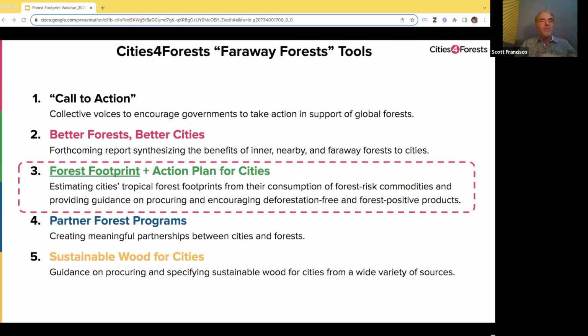There's a variety of tools and programs that Cities for Forests has been working on and developing since our founding in 2018. Putting this one in context, the forest footprint for cities and the action plan is key to addressing the relationship to these faraway forests. We have a variety of other tools, and we would invite you to visit our website and see them. But this footprint tool came from our team trying to create accessibility to the issue of deforestation that cities are responsible for, and figuring out how to engage that into climate action planning, biodiversity action planning, and other activities that cities are starting to undertake as part of their leadership in the environment. Next slide.